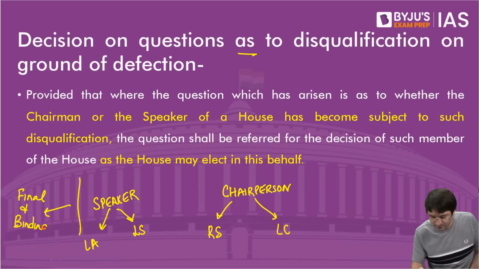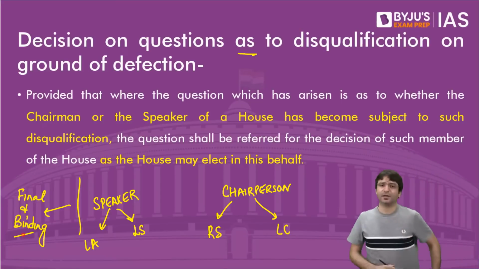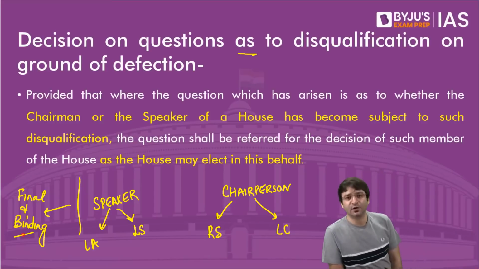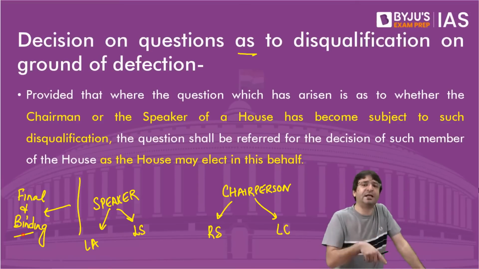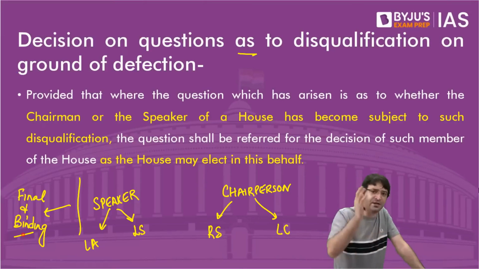If the speaker says you are not disqualified, it means you are not disqualified. It's final and binding. Binding means if I say you are not disqualified, you are not disqualified. Final says after that you cannot go anywhere else to challenge my decision because my decision is the final decision.